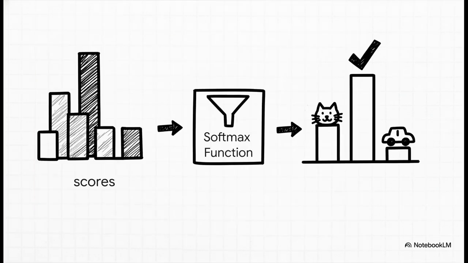And for the grand finale, we hit the softmax layer. This layer takes the final scores from the network and turns them into clean probabilities that all add up to 100%. So instead of some weird internal score, you get a clear answer. In this case, based on all the evidence, the network is 98% sure that it is looking at a picture of a cat. How cool is that?